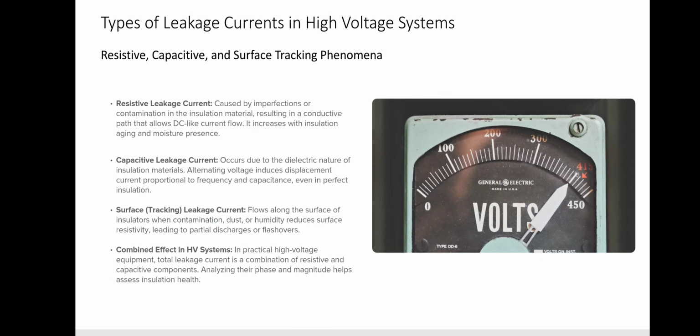There are four types of leakage currents in high voltage systems: resistive leakage current, capacitive leakage current, surface tracking leakage current, and combined effect in HV systems. The resistive leakage current is caused by imperfection or contamination in the insulation material, resulting in a conductive path that allows DC like current flow. It increases with insulation aging and moisture presence.